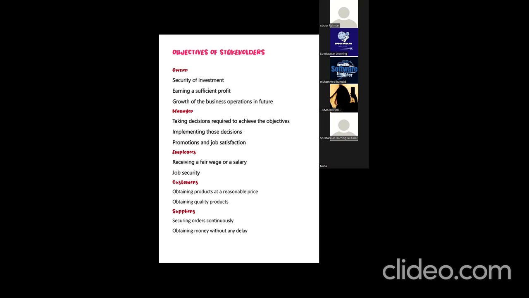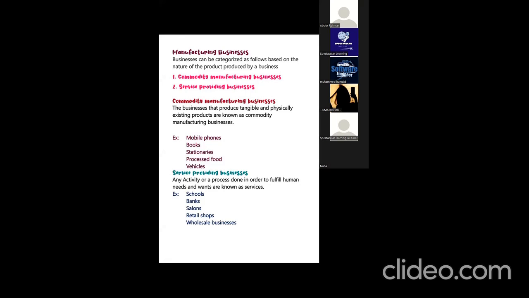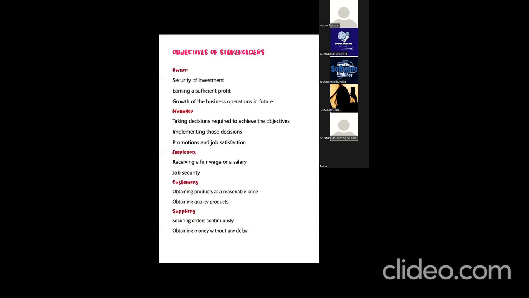Then manager. A manager is the person who manages all the activities in a business and takes decisions. He is the person who takes the decisions of a business. Taking decisions to achieve the owner's objective is the objective of the manager. Did you understand that? And also, implementing the decisions.